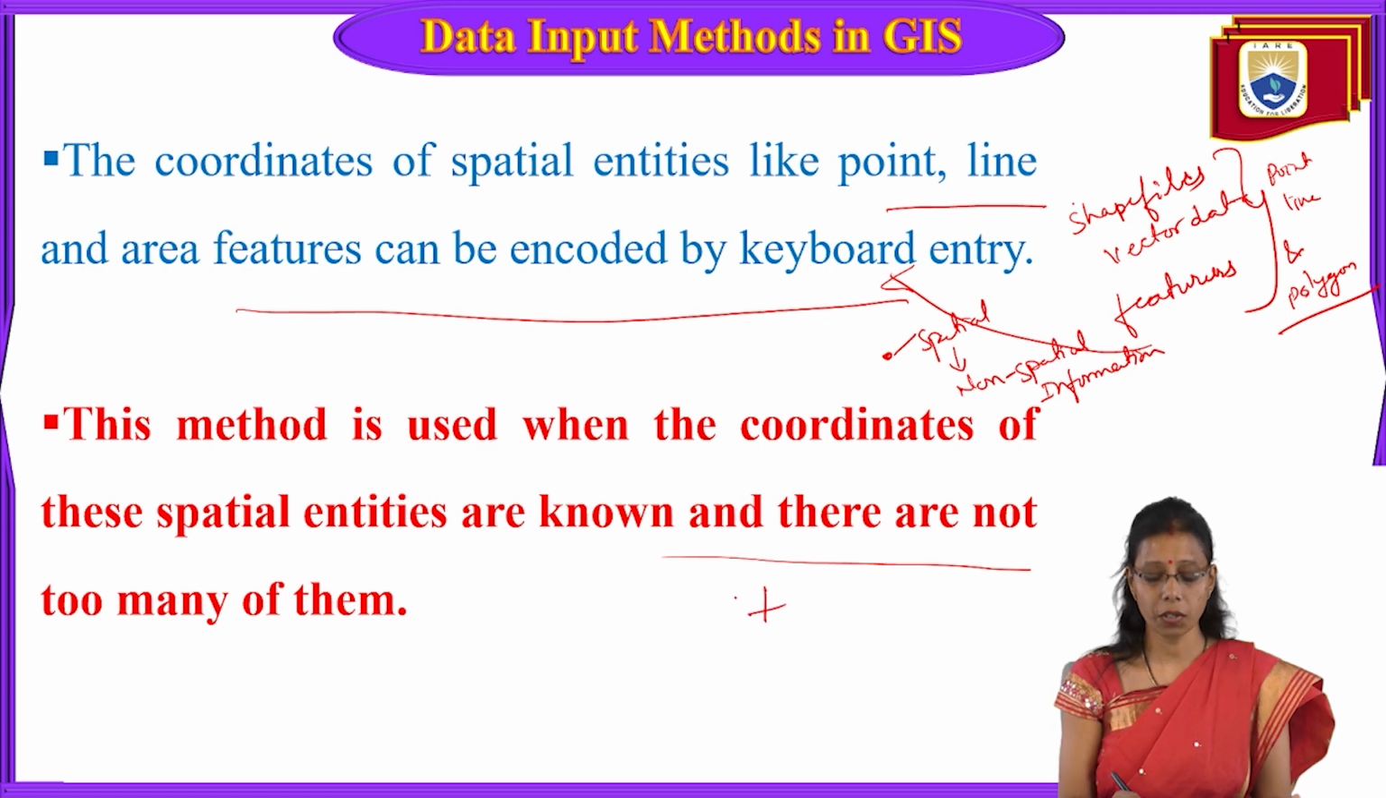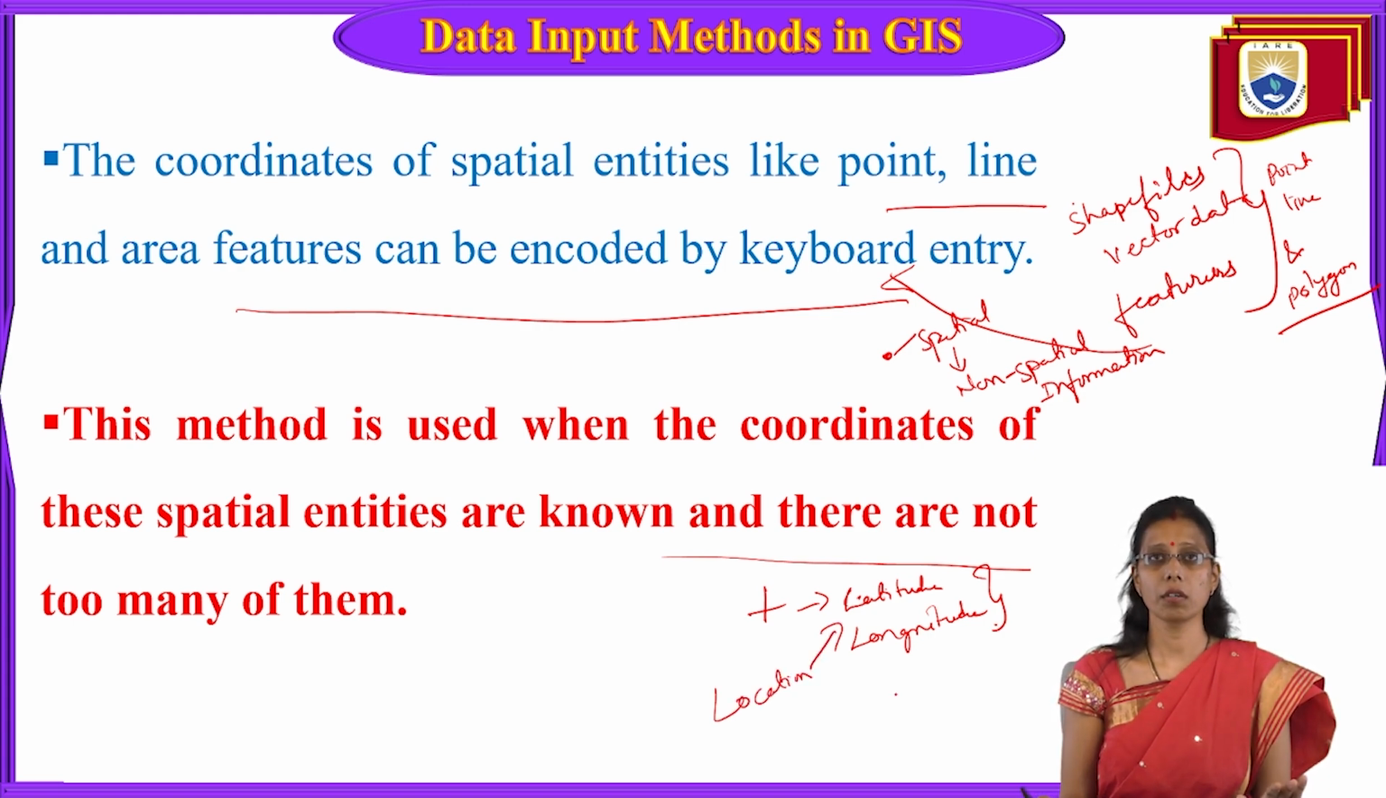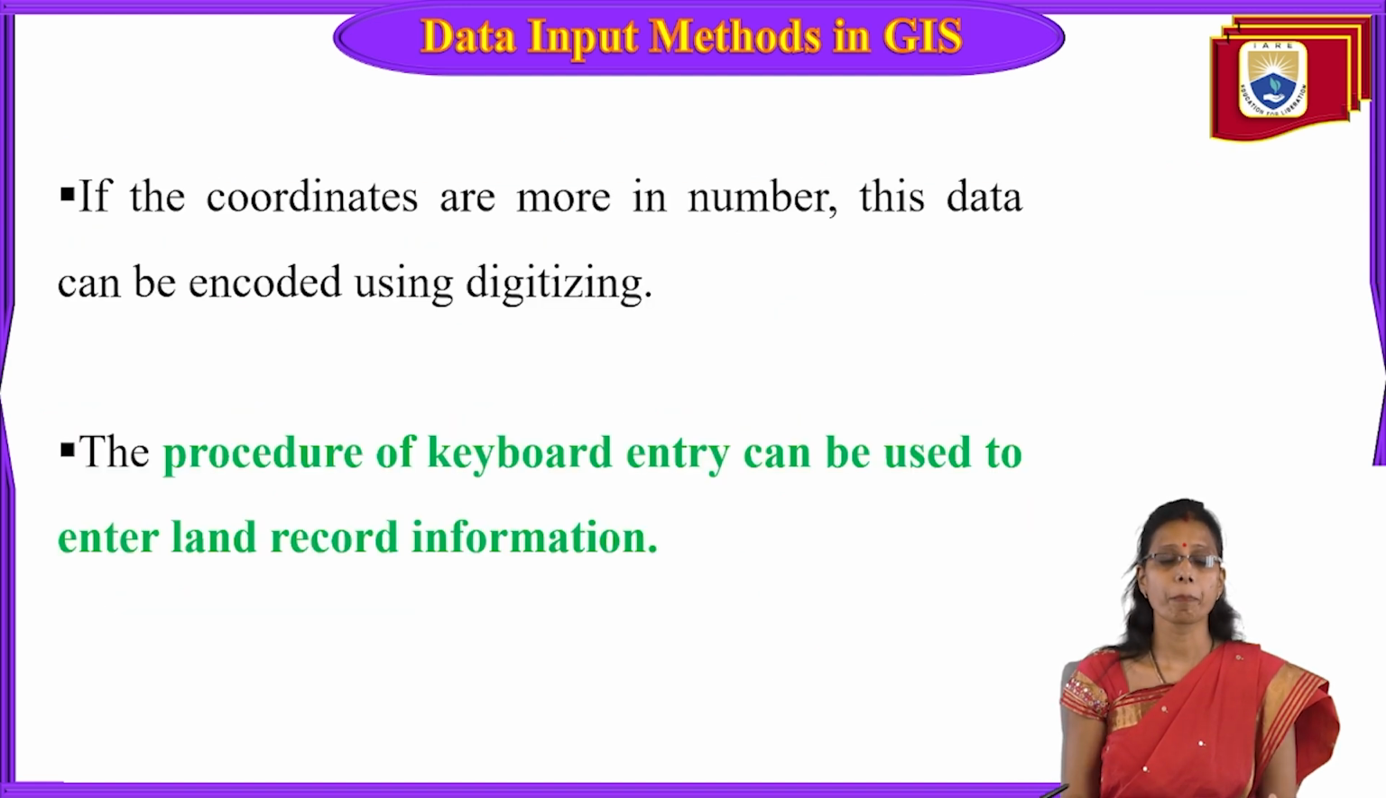What is the coordinate system here? Coordinates means we call it latitude and longitude. Latitude and longitude is the location. This location we are going to assign with the help of keyboard entry, and that too when there are not too many of them, because too many entries cannot be assigned through the keyboard. Only a few of them, if available and known, then only it is possible. If the coordinates are more in number, this data can be encoded using digitizing.